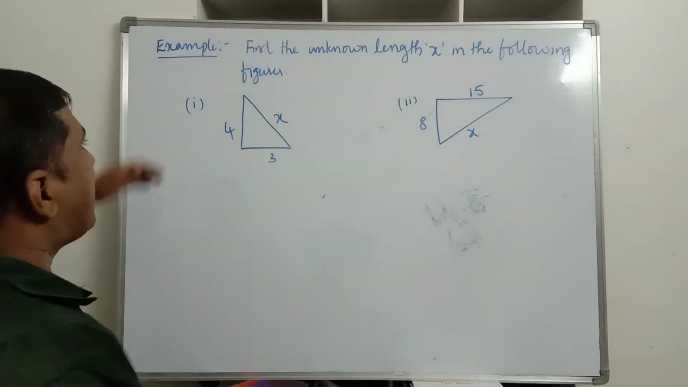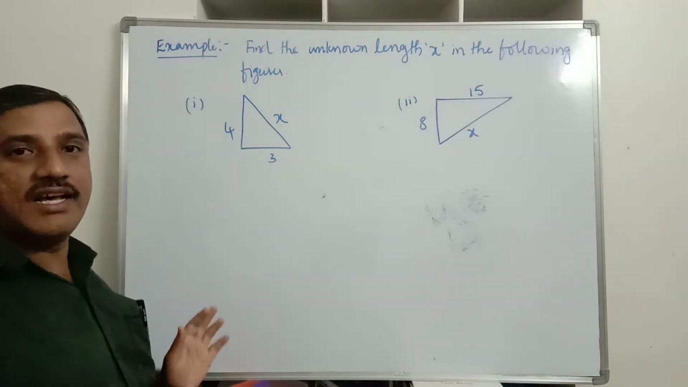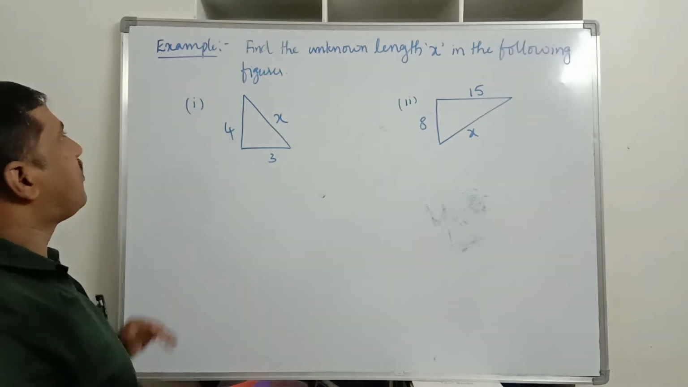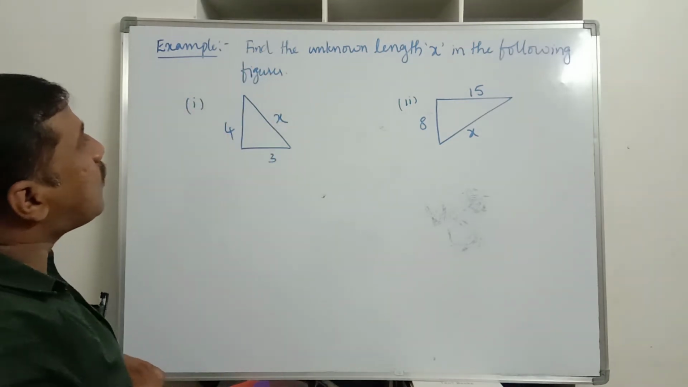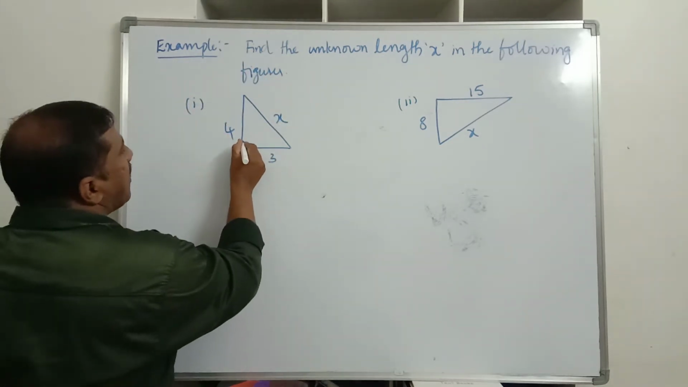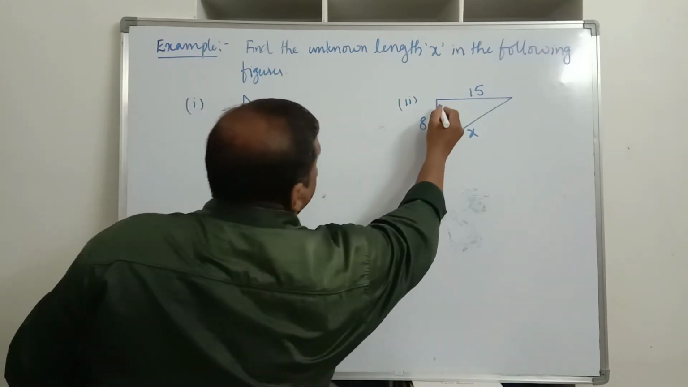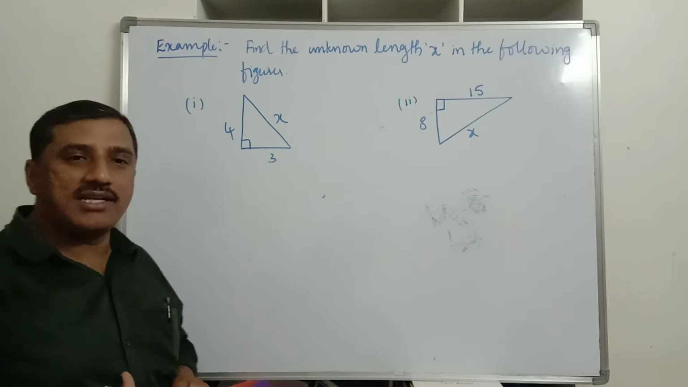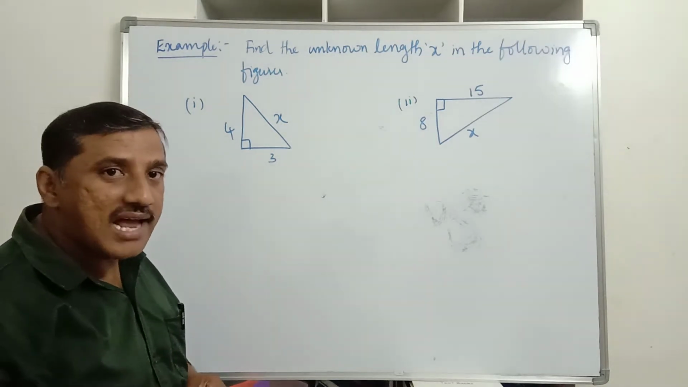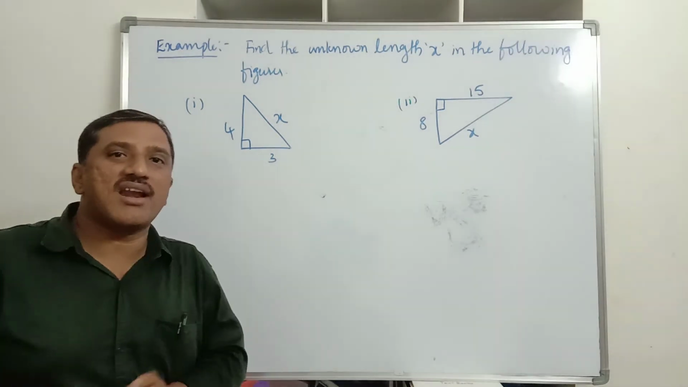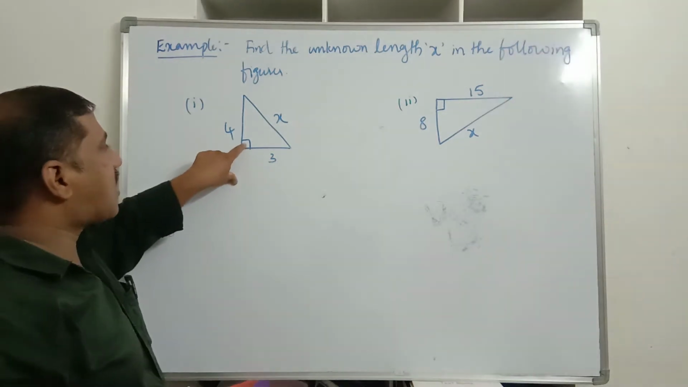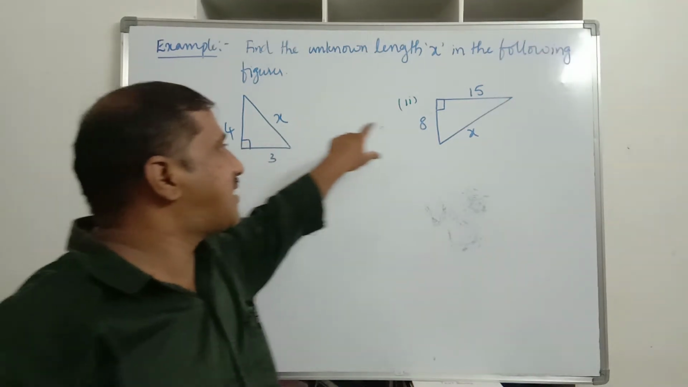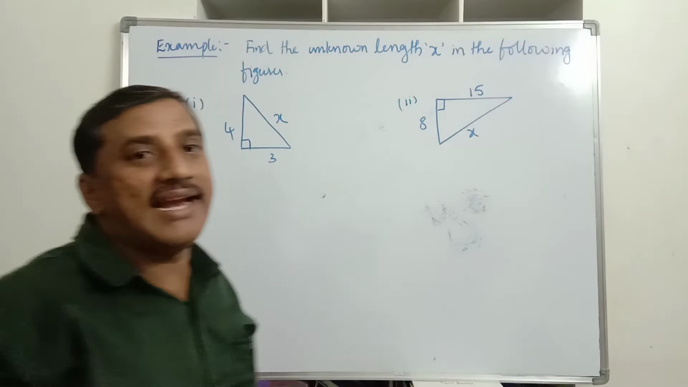Now we will discuss one example of the application of Pythagoras property. Find the unknown length x in the following figures. So you are given two triangles. What type of triangles? The right angled triangles. How do you know they are right angled triangles? Here a right angle, that is a perpendicularity sign, is there, which represents 90 degrees.